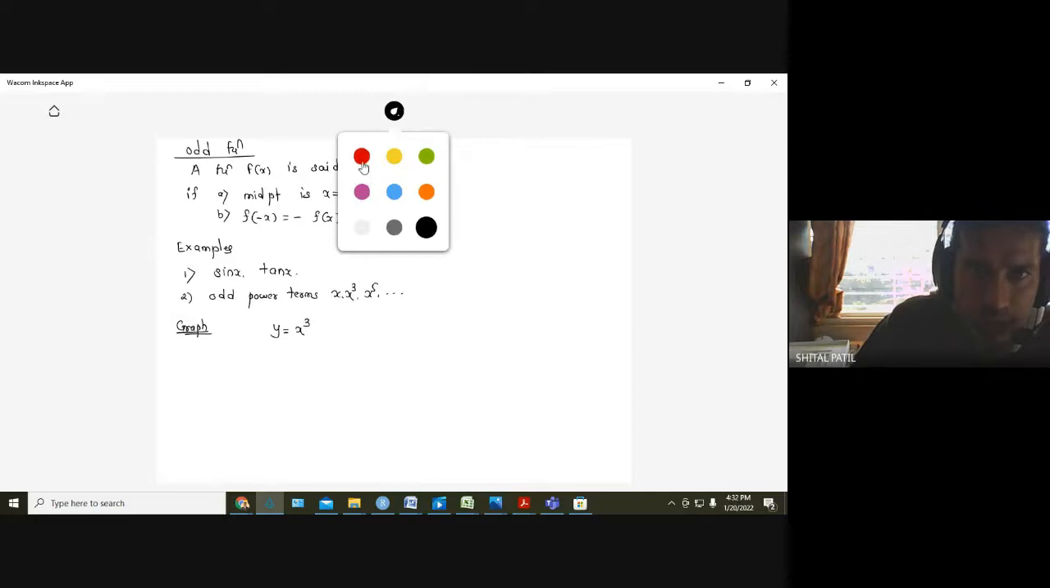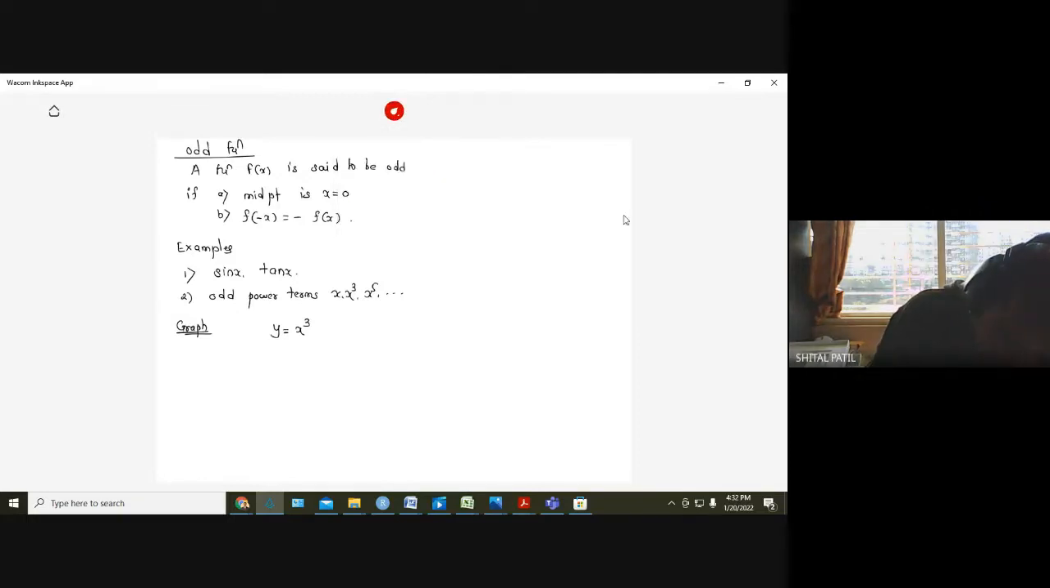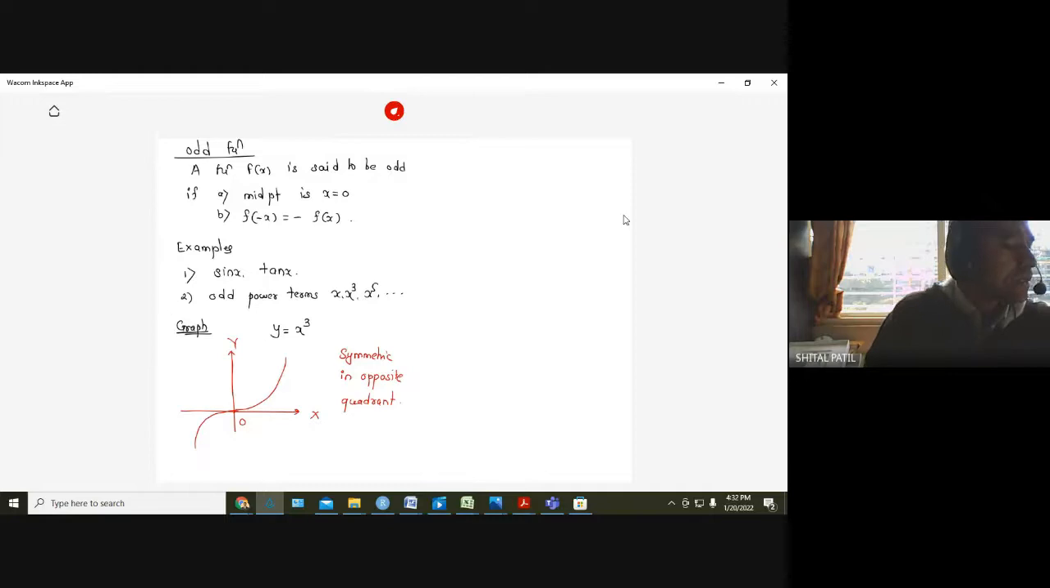So again, it needs to be done in this way. Okay, x-axis, y-axis, origin, and the graph is like this. Symmetric in opposite quadrants.